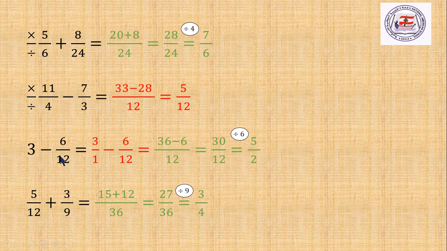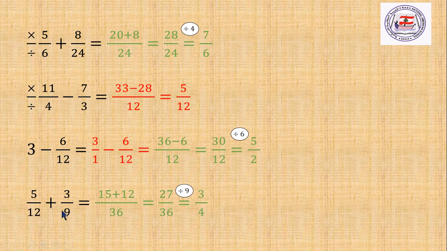3 minus 6 over 12. 3 alone is 3 over 1 minus 6 over 12. What is the common denominator between 1 and 12? It is 12. 12 divided by 1, 12, times 3, 36. 12 divided by 12, 1, times 6, 6. Then I subtract, it is 30 over 12. Divide both by 6 to simplify, it is 5 over 2.